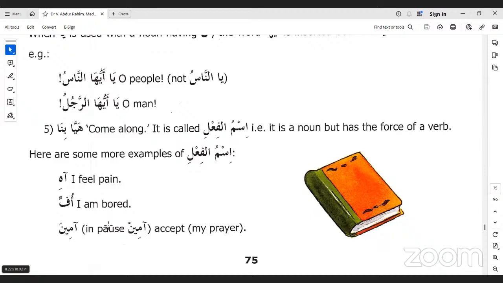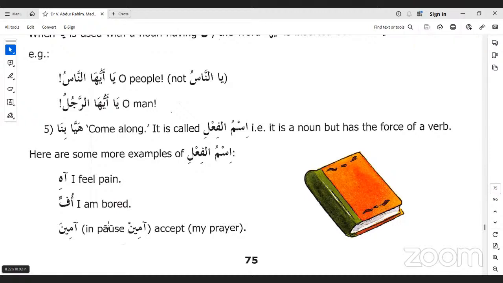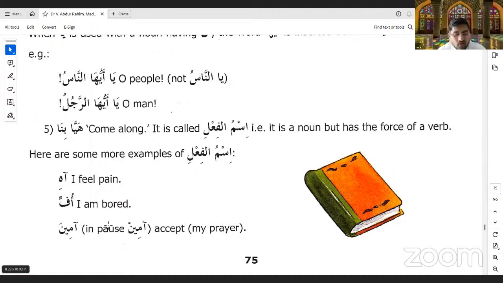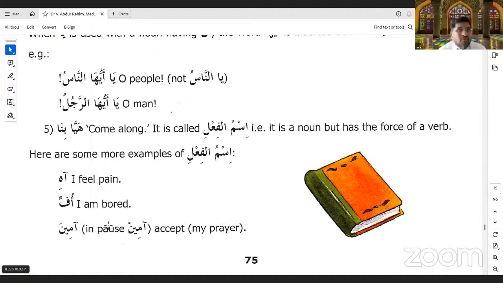Amin, accept my prayer. Accept our prayers. It's an exclamation, isn't it? Uff. In the Quran: wala taqul lahuma uffin, do not say to your parents even uff. This is the lowest degree of any type of disrespect or humiliation you can do, and that is not permitted.